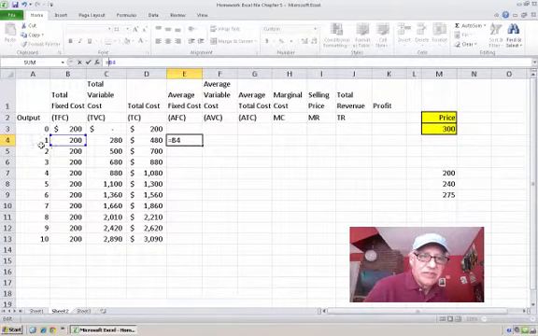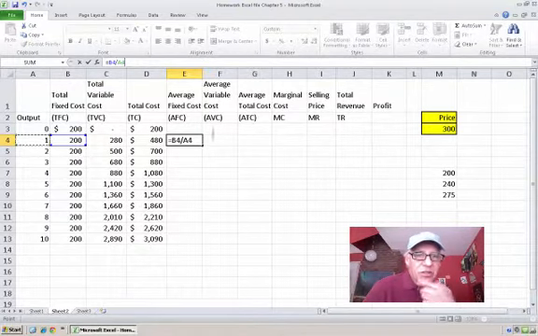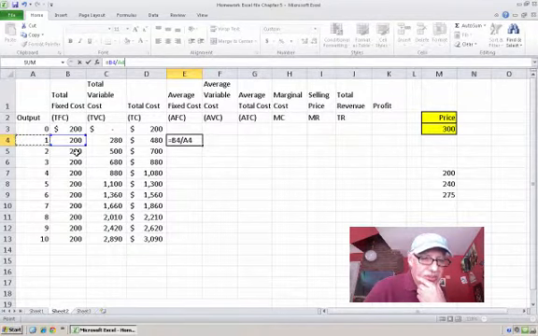I'm not going to absolute this one. I'm going to divide this by, of course, the 1. The 200 divided by 1, that's the average fixed cost, right? And I copy it down. The average fixed cost should go to 100 because 200 divided by 2 comes out to 100.